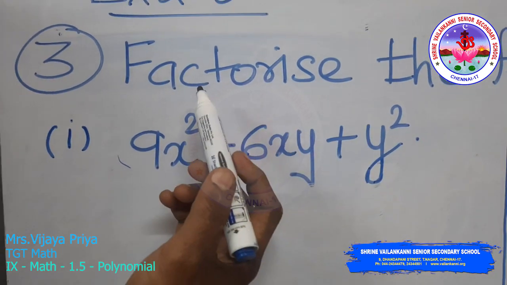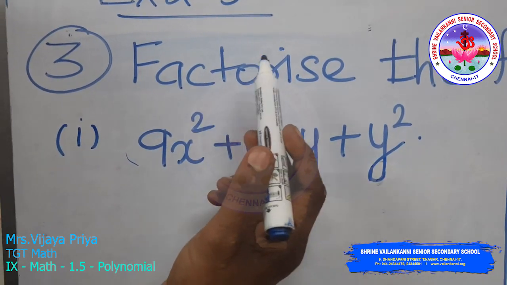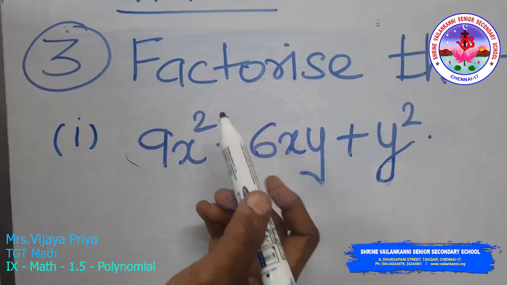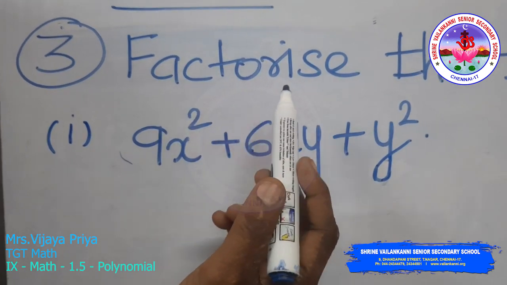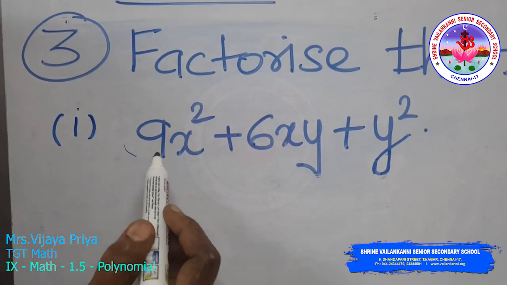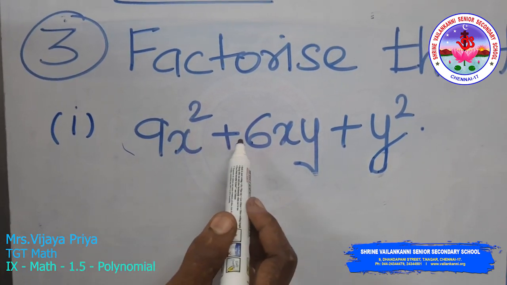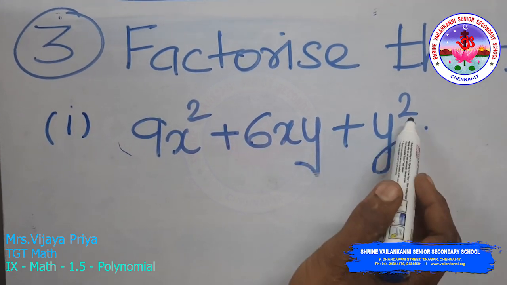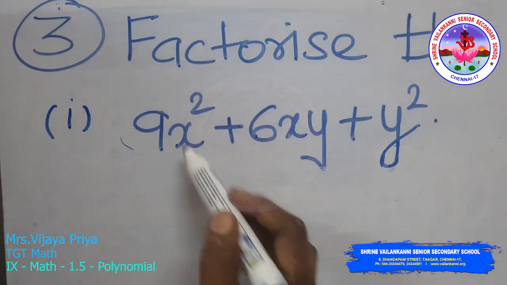Third problem: factorize the following using identities. Previously we have factorized using splitting up of the middle term. Here we are going to factorize using the identity formula. The first polynomial is given as 9x squared plus 6xy plus y squared. So we are going to factorize this polynomial.